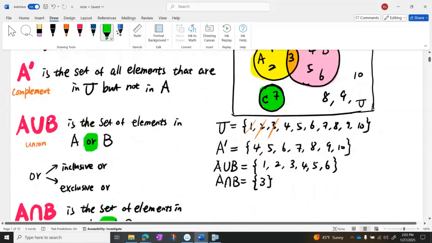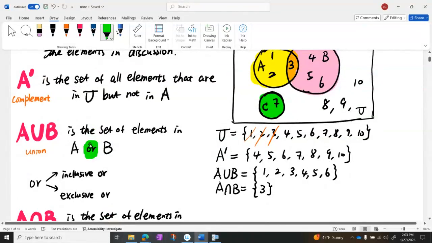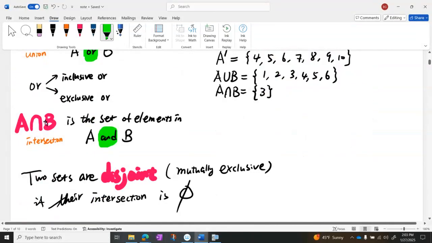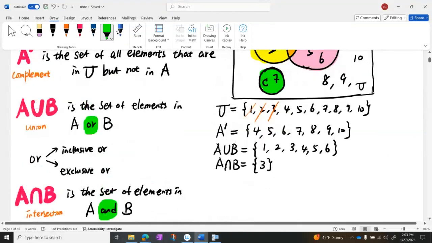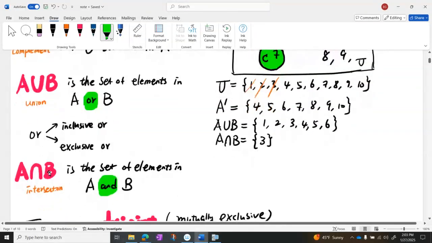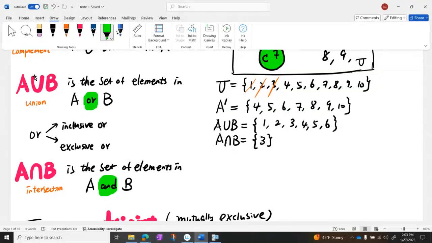A union B includes all the elements in A or B, where or here is inclusive. A intersect B includes all the elements in A and B, right? I have a question here. Do you agree A intersect B is a subset of A union B? Is A intersect B a subset of A union B? Yeah, let's recall. What is subset? What does subset mean?